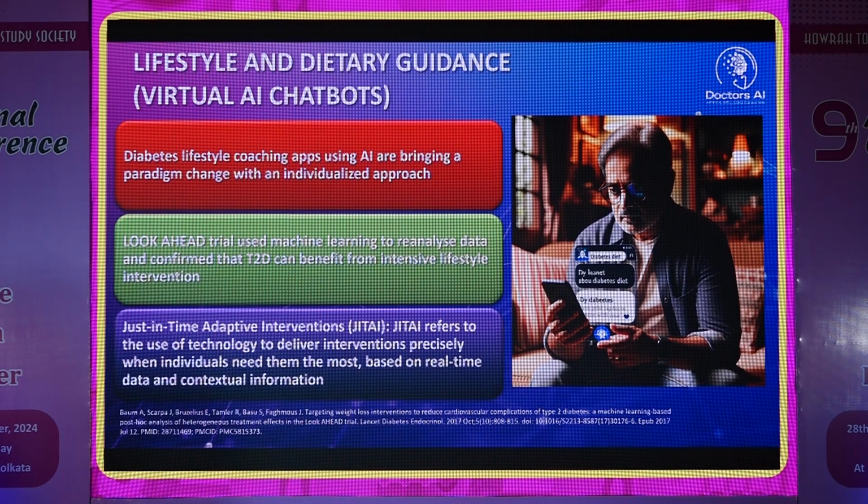How does this happen? Because this is based on something called just-in-time adaptive intervention, which means if you hit the patient with the right information at the right point of time, then it brings in a behavioral modification in that individual. And this behavioral modification will go a long way in improving the clinical outcome or the compliance of that individual. So this is the whole concept behind using AI in the chatbots.